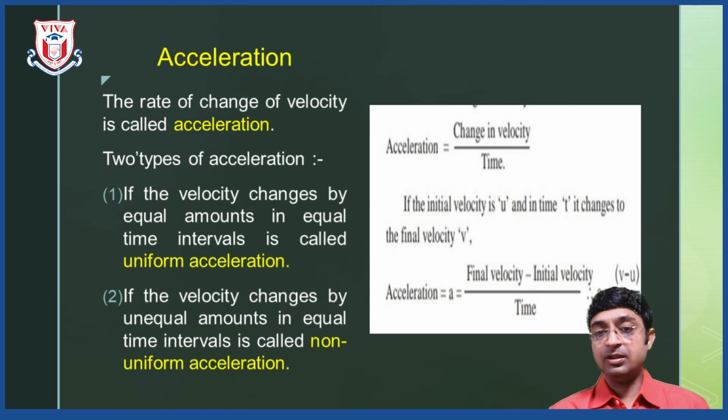Now see the formula. Acceleration is equal to change in velocity upon time. Now, change in velocity means what? What is the difference in velocity between initial and final velocity? So here for symbolic representation, initial velocity is indicated by the letter u, time indicated by small letter t, so that initial velocity changes to final velocity indicated by the letter v.